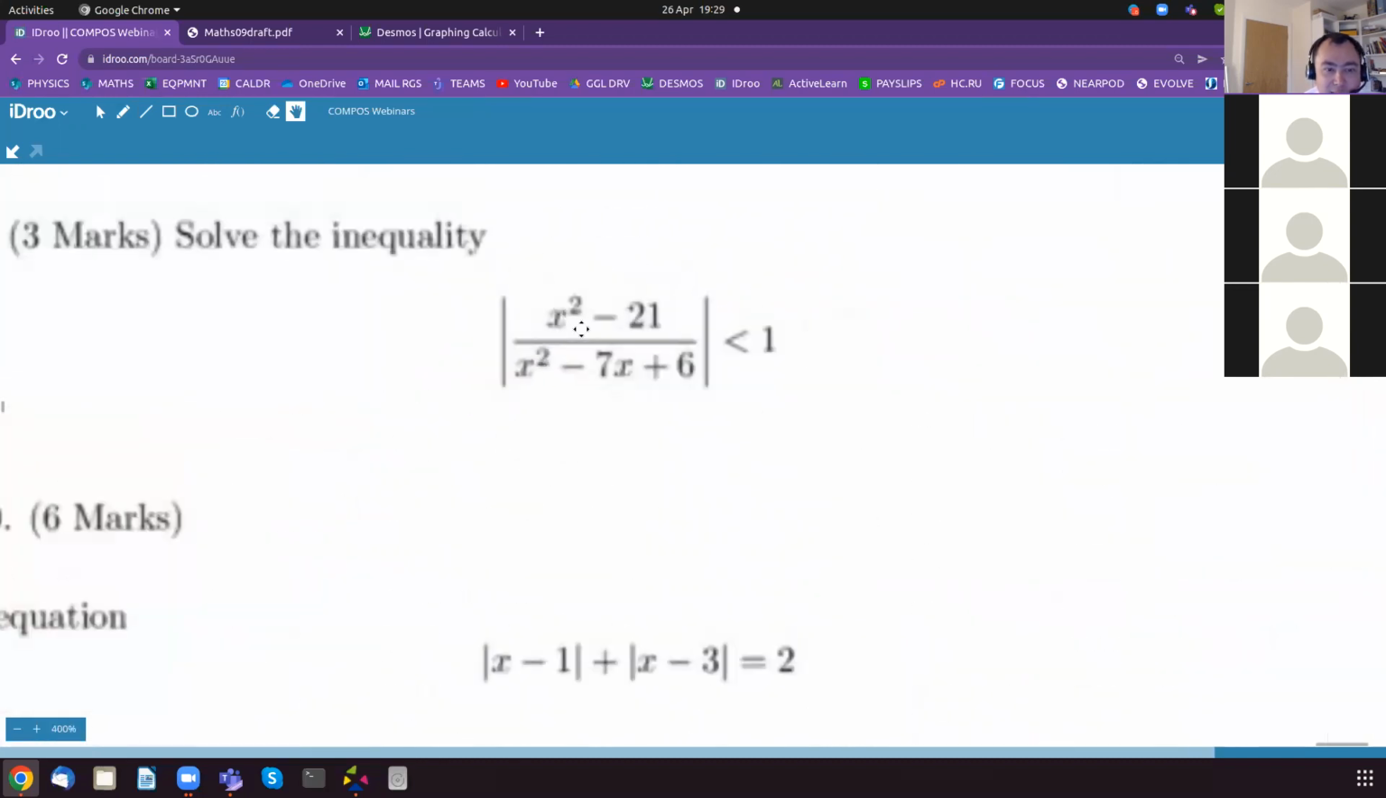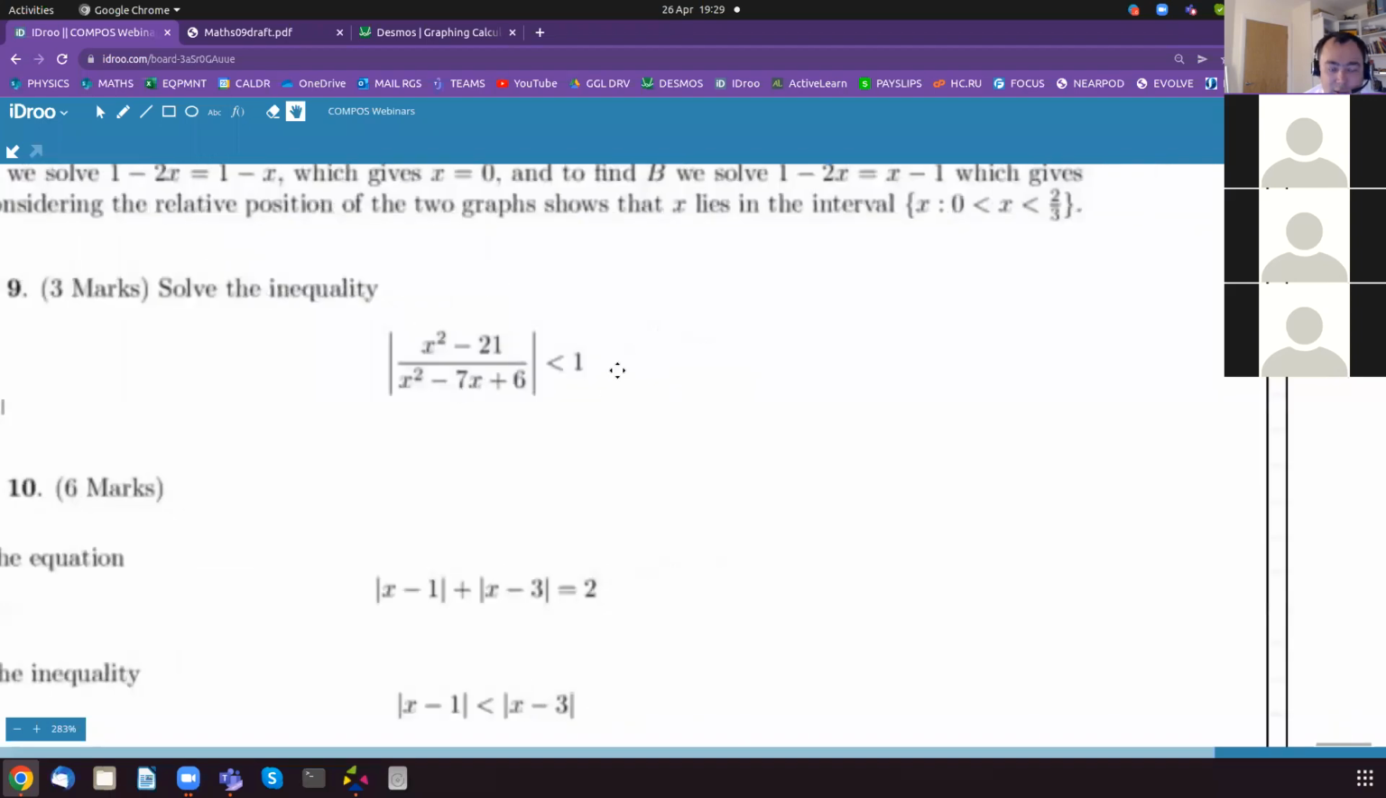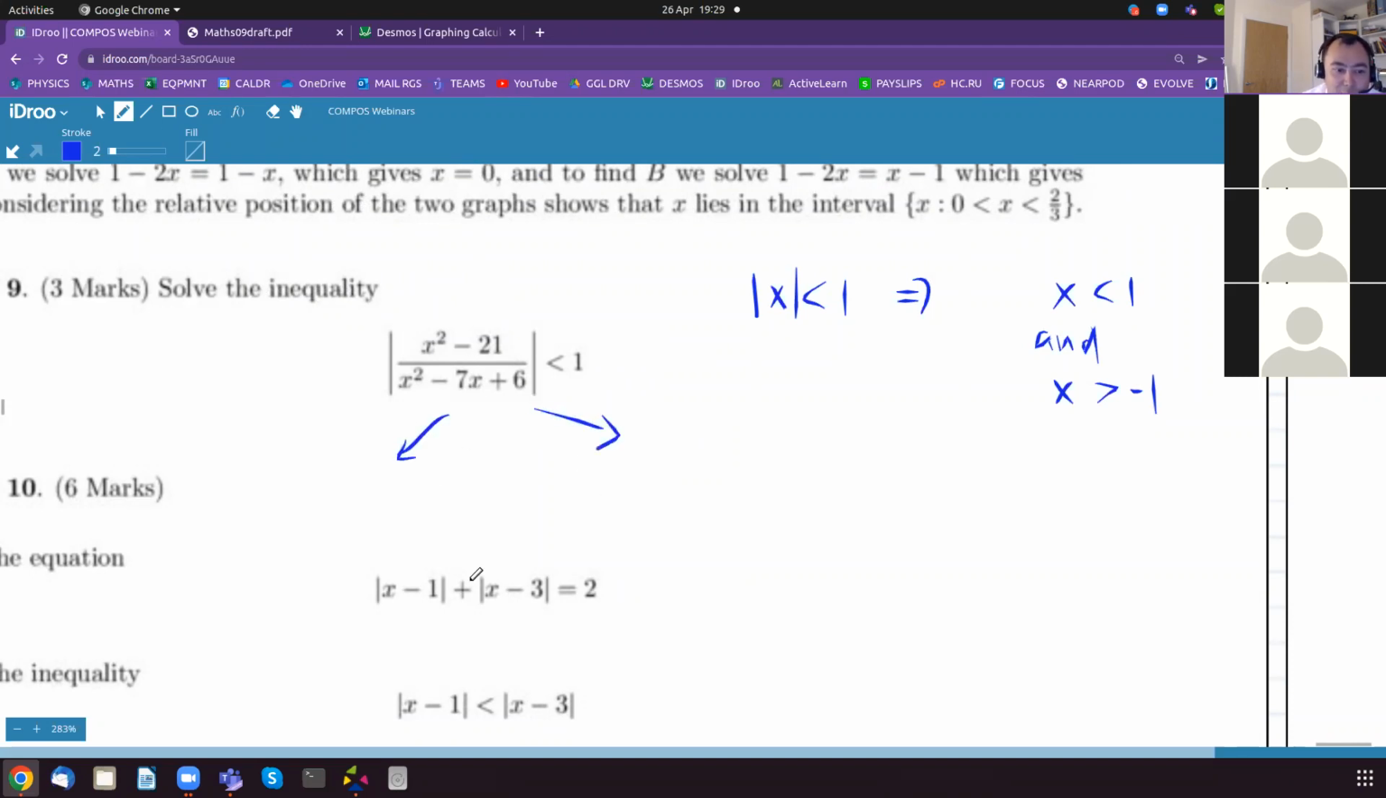If you have an inequality like this, modulus of x is less than 1, that means x is less than 1 and x is greater than -1. And you just have two separate inequalities. It breaks down to two separate inequalities, both of which can be solved by the method of intervals.